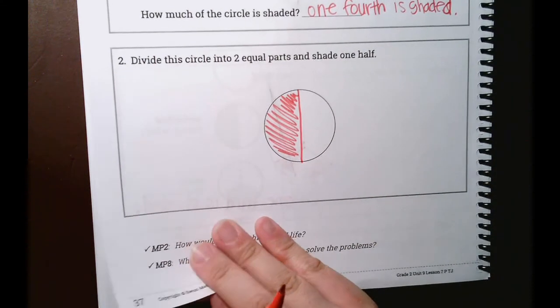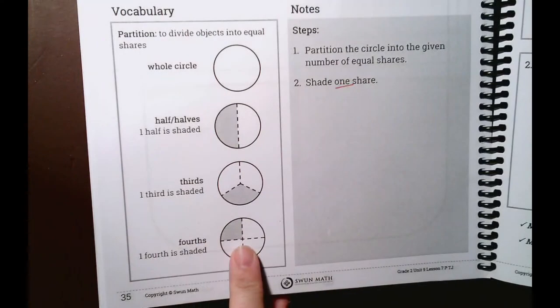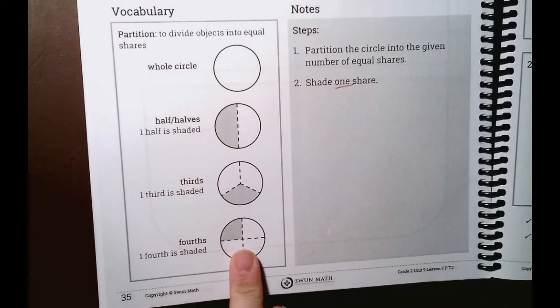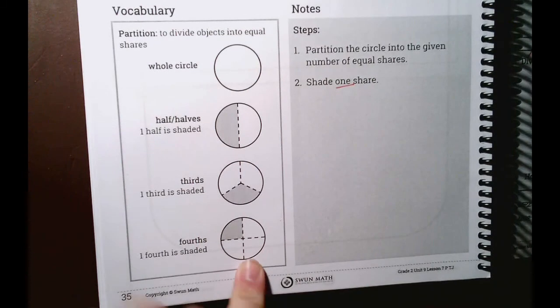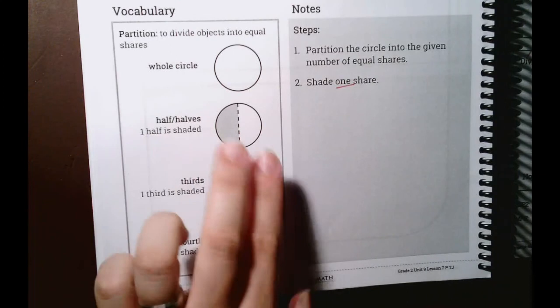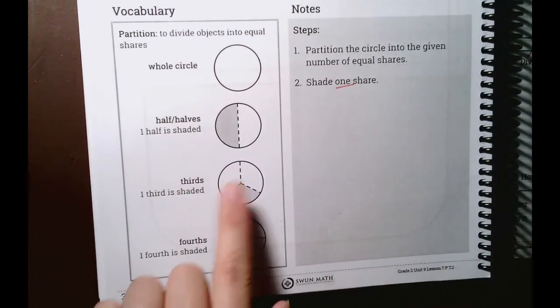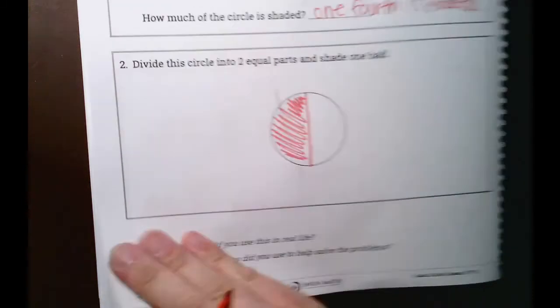This lesson isn't very difficult for you guys. You just need to remember to go back to this page to see which one you're going to be doing, how many times you're dividing. If it's a whole, you're not dividing at all. If it's a half, you're dividing into 2 pieces. Thirds, there's 3 pieces, and fourths is 4 pieces. All right, guys, get going.